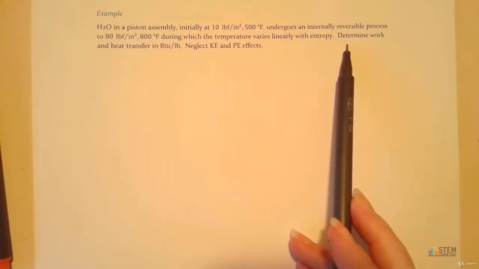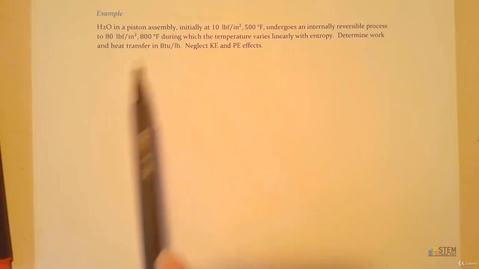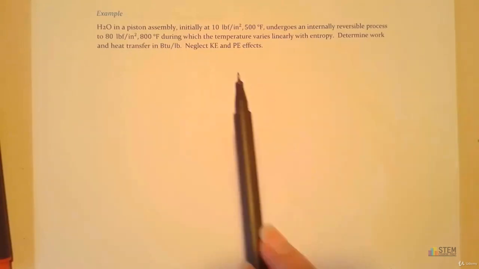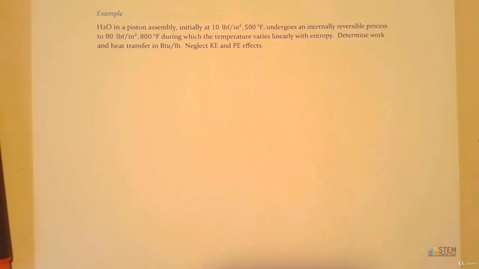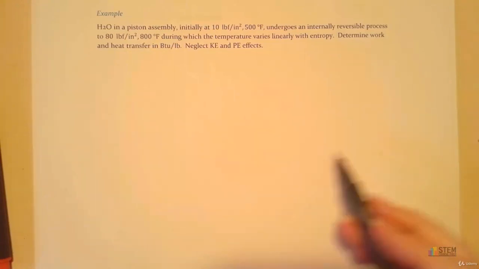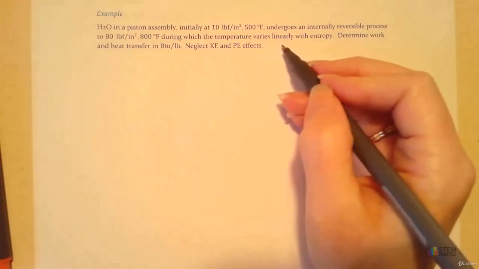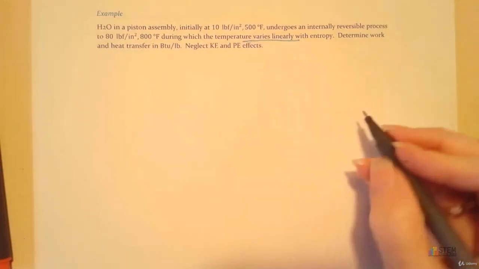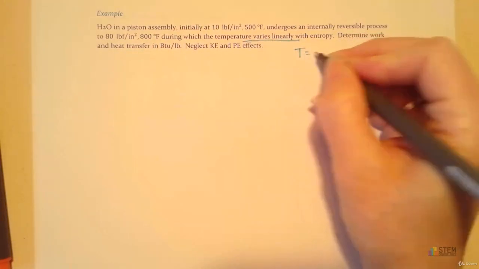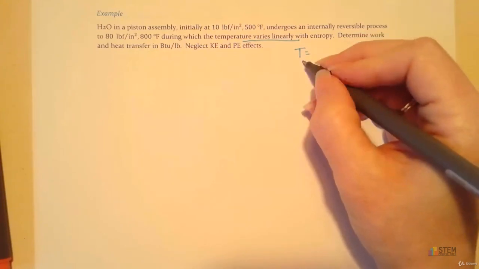Now we want to determine work and heat transfer in BTU per pound. And we're going to neglect kinetic and potential energy effects. Alright, so pay attention to where it says this varies linearly with entropy. That means if we could write an equation for temperature, we would have temperature equals some function of S. Alright, so we'd have an equation like that. We don't know what the equation is though, but we just know it varies linearly.